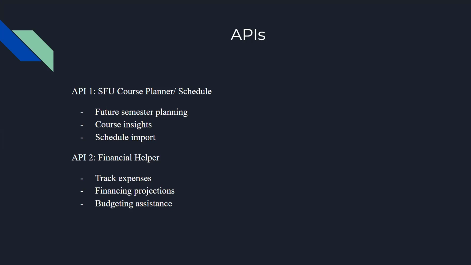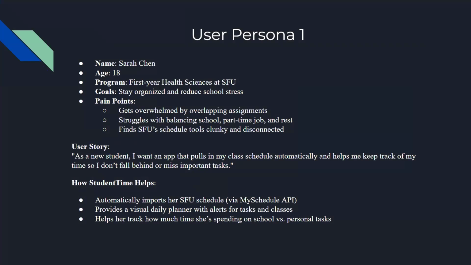Second, we use the Plaid Sandbox API to simulate real banking activity, like rent and grocery spending. We paired it with ChatGPT to offer personalized financial advice. Students can track habits, forecast savings, and even run what-if budget simulations, all without using real financial data. These features combine to offer students an intelligent, all-in-one planning dashboard that manages both time and money effectively. Now let's take a look at how real users benefit from Student Time.